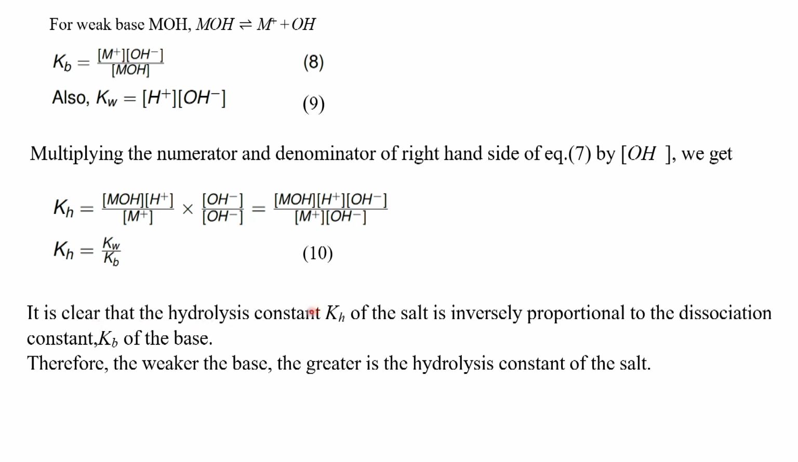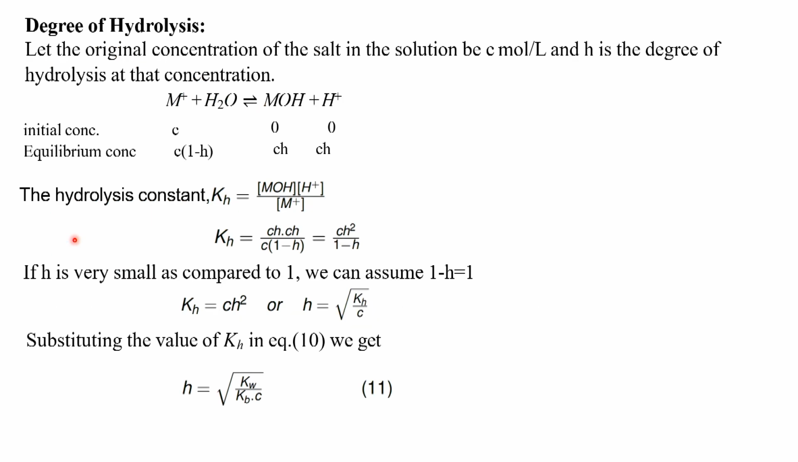It is clear that the hydrolysis constant Kh of the salt is inversely proportional to the dissociation constant Kb of the base, like before. So Kh is inversely proportional to Kb, because Kw at 298 K is constant at a particular temperature. Therefore, the weaker the base, the greater is the hydrolysis constant of the salt, because for a weaker base the value of Kb will be smaller. It is in the denominator, so the value of the hydrolysis constant Kh of the salt will be higher.